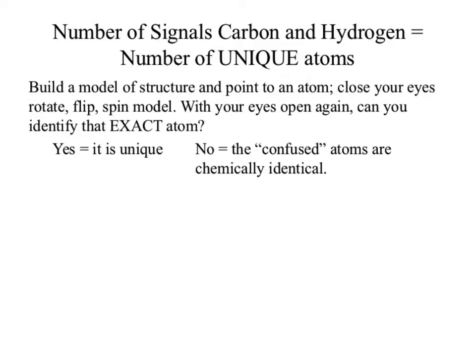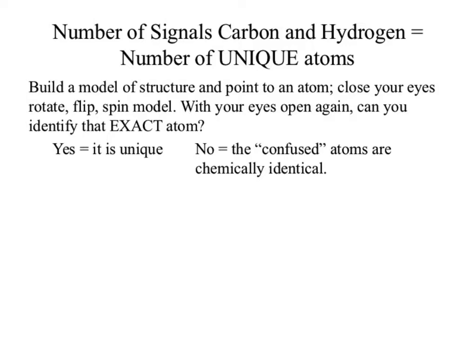The number of unique atoms. So the rough approximation for your number of signals: if you build a model of any structure you want, point to an atom, particularly hydrogen, close your eyes, spin, flip, rotate, turn it around, do whatever you want to the molecule, stomp on it was another suggestion. And when you open up your eyes, can you point to the exact atom? Or are you going to get it confused with another one?